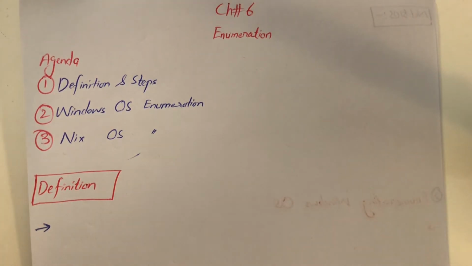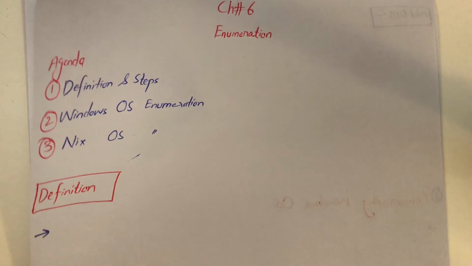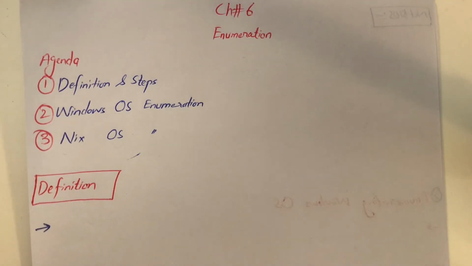Okay guys, so let's start over chapter number 6. Chapter number 6 is about enumeration. It's the next step of port scanning, the next step after the port scanning in fact. So we have three main things to discuss. Firstly, we'll start with the definition of enumeration. I'll discuss various steps involved in enumeration.